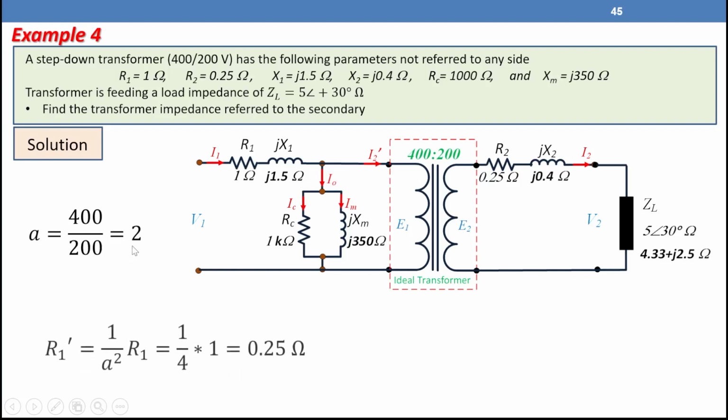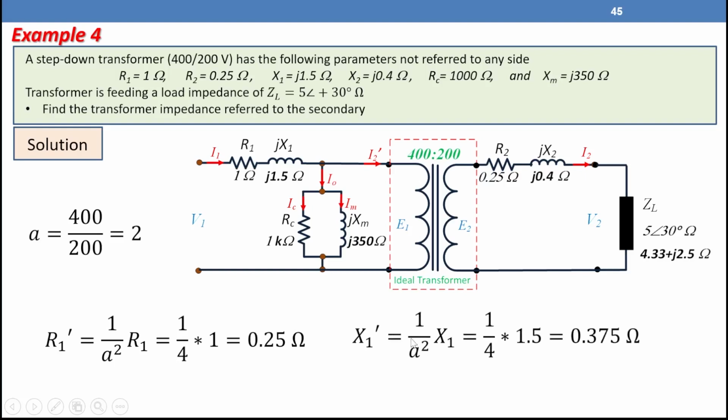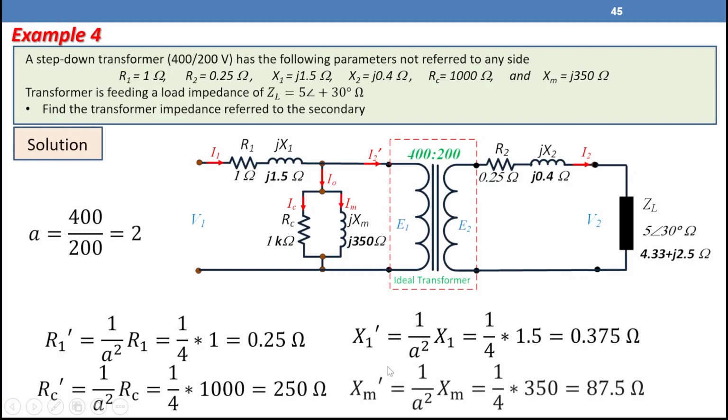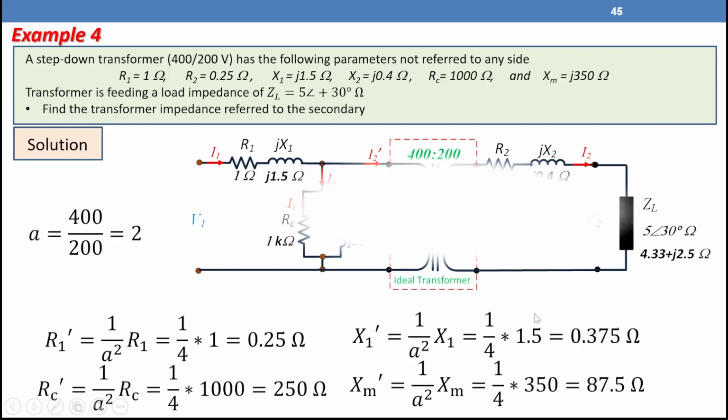So in this case, R1 dash equals 1 over A square R1 equals 1 over 4. 4 means 2 square, so that one will be 0.25 ohm. X1 dash equals 1 over A square X1 equals 1 over 4 multiplied by 1.5 equals 0.375 ohm. R core dash equals 1 over A square R core equals 250 ohm, and in this case XM dash equals 87.5 ohm. So what will be the equivalent circuit in this case?